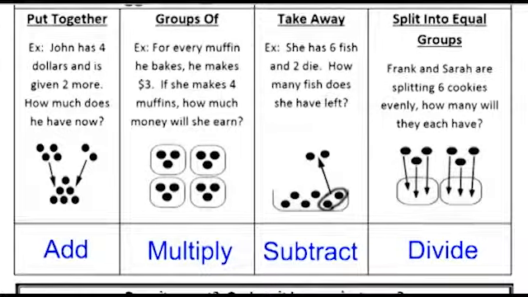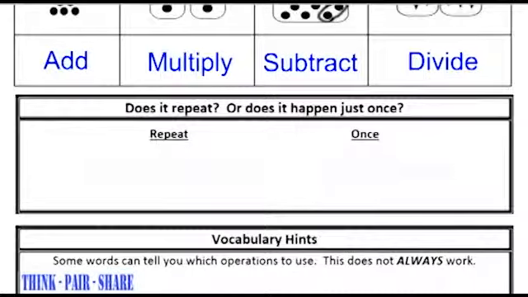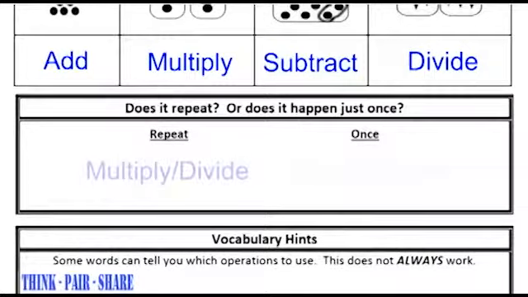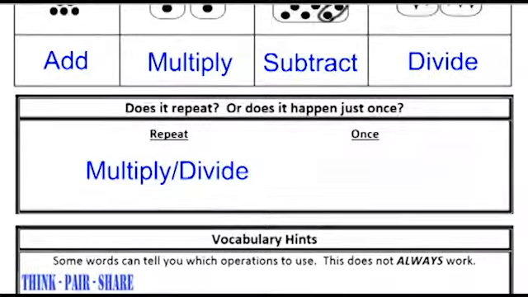This method right here is the best way to pick up which of the 4 operations we are dealing with in our word problems. You can also look at it in terms of whether it repeats or whether it happens just once. If it's repeating, we're multiplying or dividing. If we're taking more than one small group and putting it together to make one big group, multiplication. If it just happens once, I just combine one group with another group, addition. If I take a smaller group away from a bigger group once, that's subtraction.